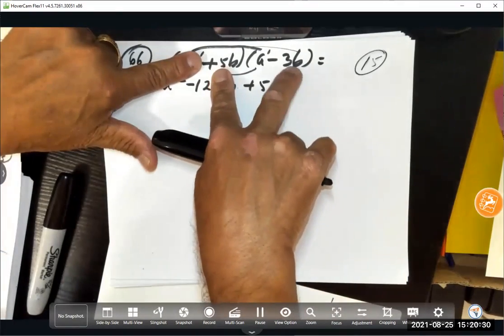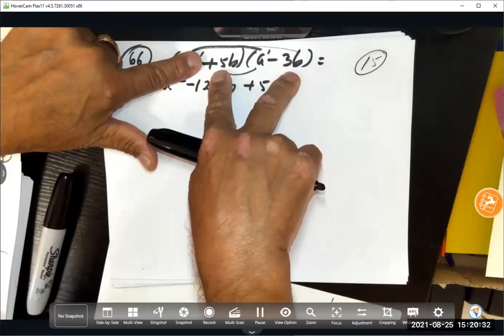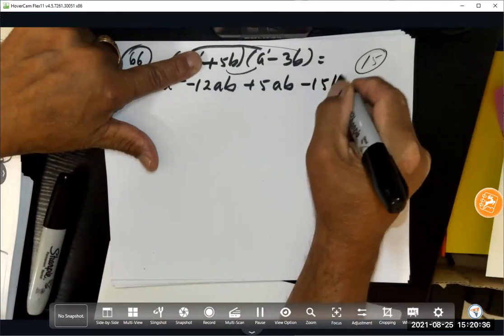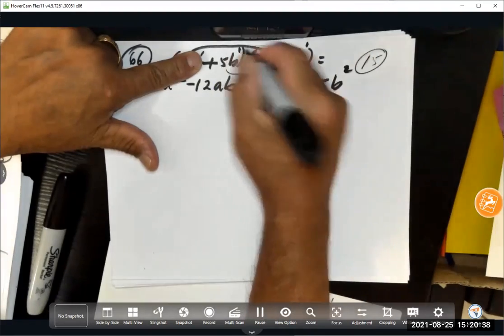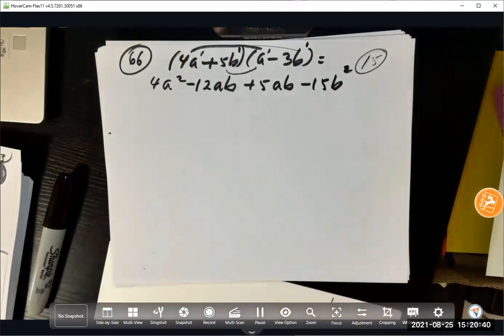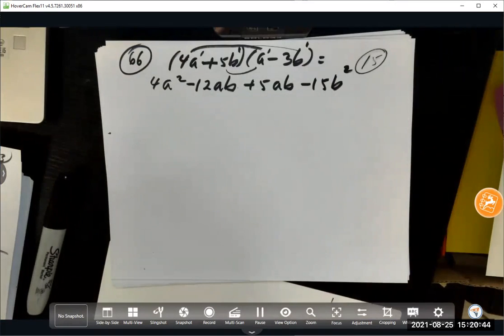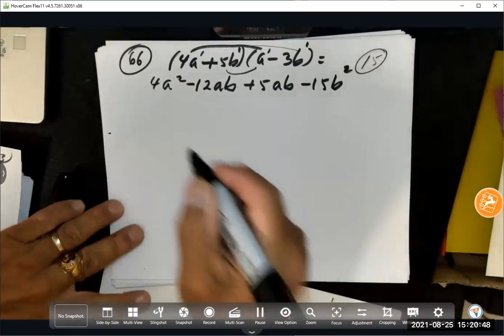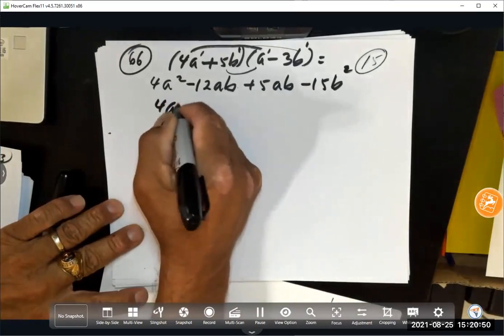And the last one. A positive 5 times the negative 3B. 5B times negative 15B squared. Because this is a 1 and a 1 power is a 2 power. Is that okay? Everybody okay so far? So now, can I put those numbers together? Yes. Let's put them together. So we have 4A squared.